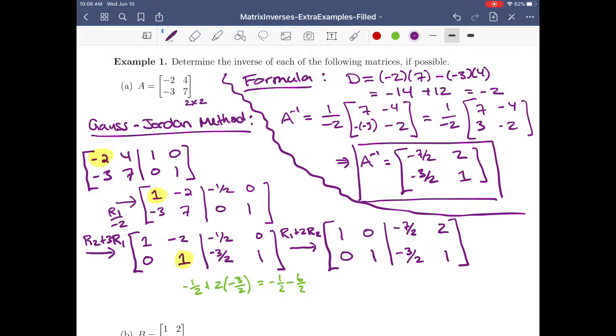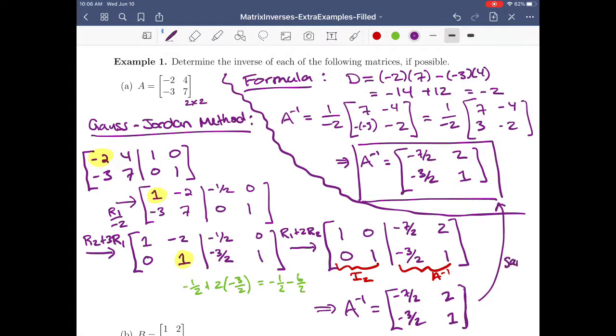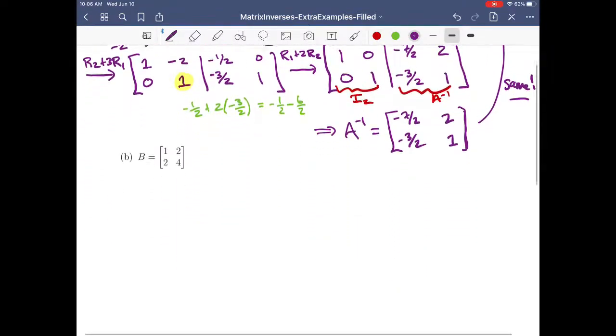So once we get to this step where we have the identity on the left, the thing that remains on the right is the inverse. So here A inverse is the matrix -7 over 2, 2, -3 over 2, and 1. Same as above. So we can be sure that we did it right in both cases. Okay, let's try another one.